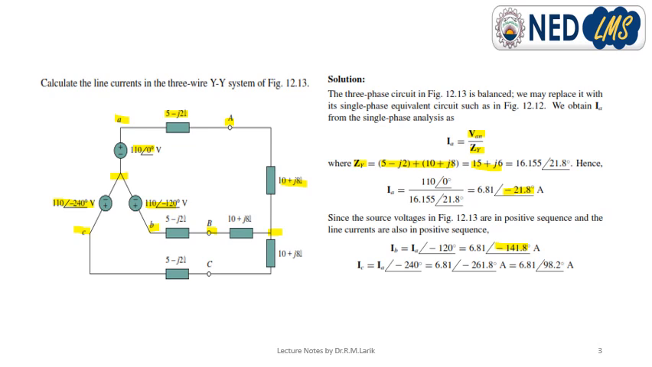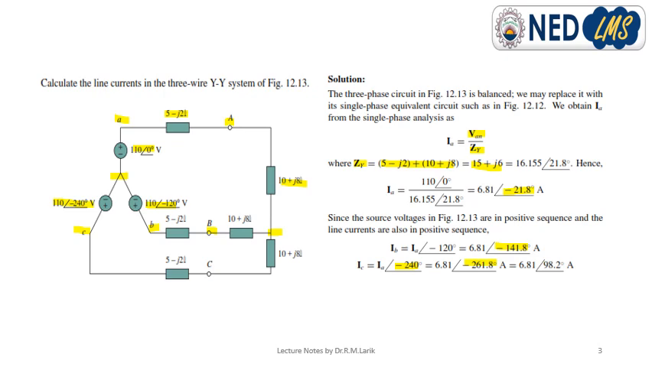And finally, the third current, that is IC, is minus 240 apart from the first current. So when you subtract 240 degrees from the first current angle, that is minus 21.8, you will get minus 261.8 degree, or you may write this one as 98.2 degree.